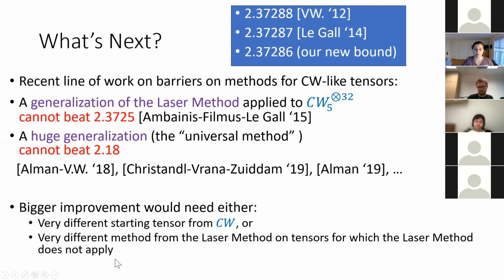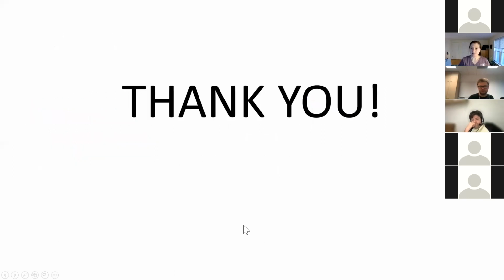So what we really think should happen is that we have to develop a much better method than the laser method. But as I mentioned, if you want to get omega equals 2, Josh showed that for a large class of tensors, the laser method is basically what you have to do. So maybe we need to find some completely different tensor and completely different method. Or maybe omega is not 2. That's another possibility. Why not? So that's it. Thanks.